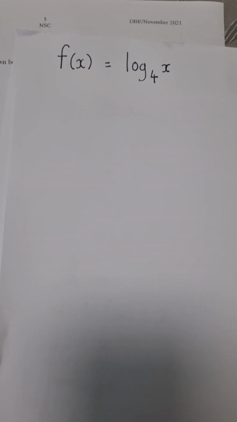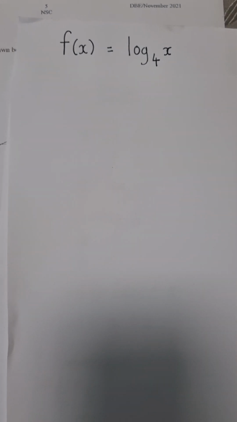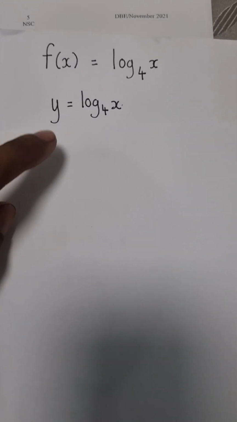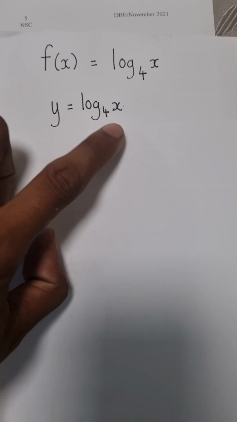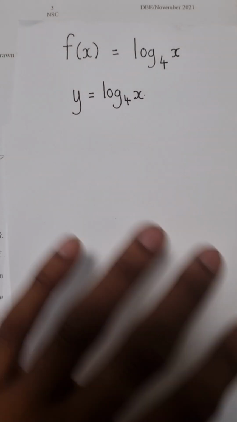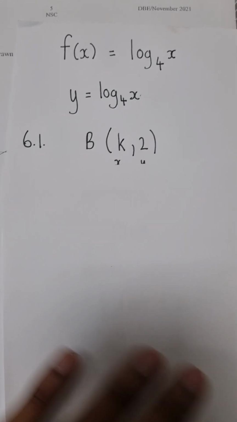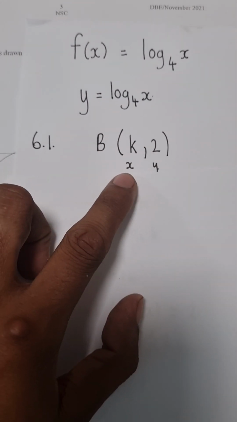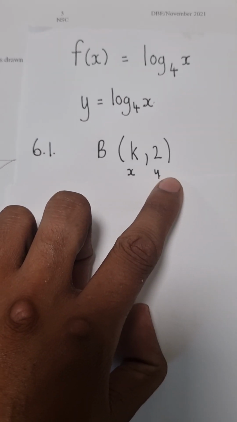So first thing we'll do is, they gave us a question that said f(x) = log₄x. Now wherever we see f(x), we can replace it with y = log₄x. f(x) means the same thing as y. So they said the point B is (k, 2), which means that the x value is k and the y value is 2.